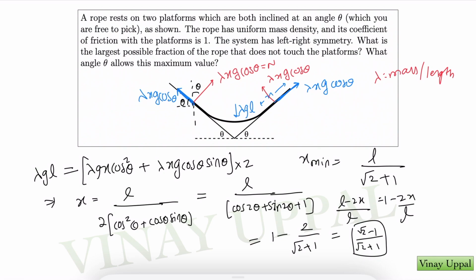And at what angle does it occur? That's also very straightforward. You can easily see that cos 2 theta plus sin 2 theta reaches its maximum value when 2 theta becomes 45 degrees, and therefore theta is pi by 8. So that's the angle at which you will have the maximum possible fraction of the rope that doesn't touch the platform.